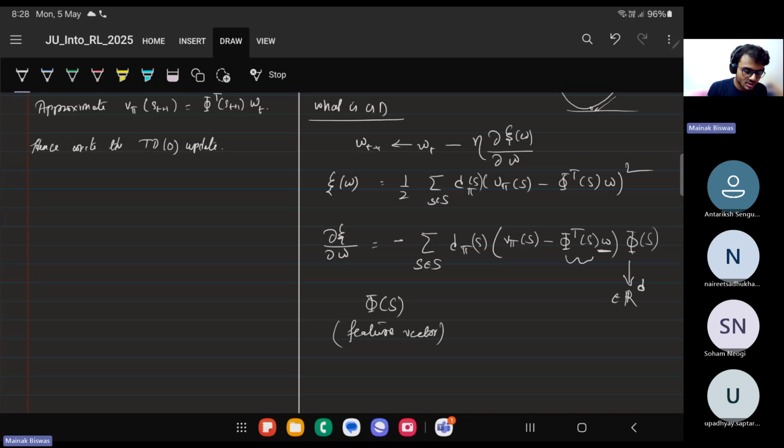We don't write it that way. D cross 1 is what you write, or just write D. So now you see the gradient with respect to W again is D cross 1. Because these are scalars, this is a real number. Is it fair to say that there are S feature vectors and each of them is D-dimensional?